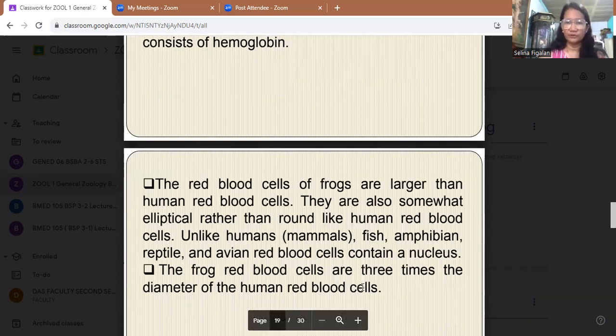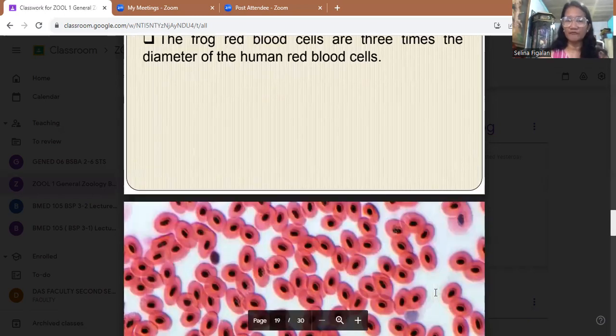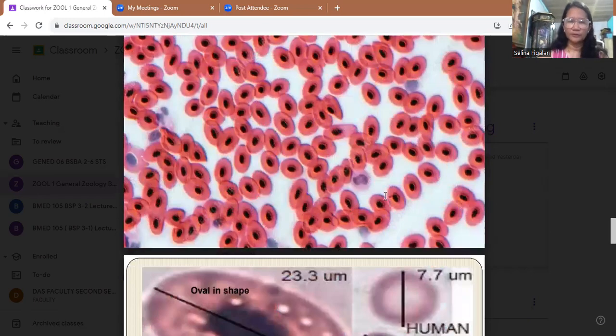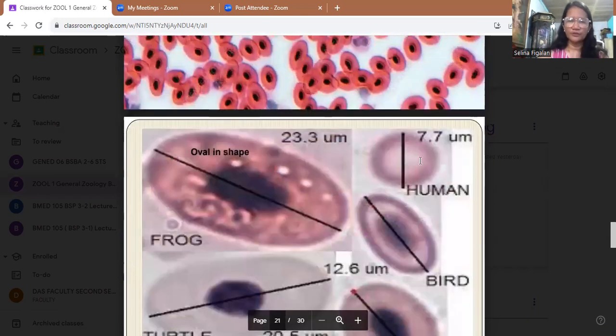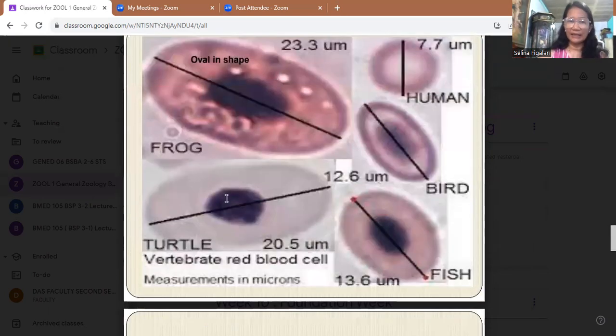Okay. The frog red blood cells are 3 times the diameter compared to the human. So mas malaki ang red blood cells ng frog compared to humans. Okay, this one. So elliptical siya, class oval. Okay? So this one, if you compare, this one is circular. Ito yung sinasabi ko na ang red blood cells ng humans ay pabilog, ang frog ay pahaba. So malaki talaga ang red blood cells ng frog.